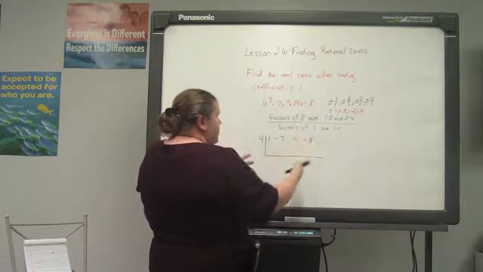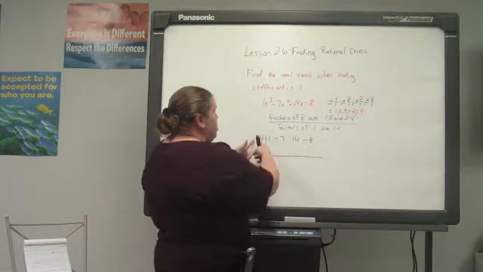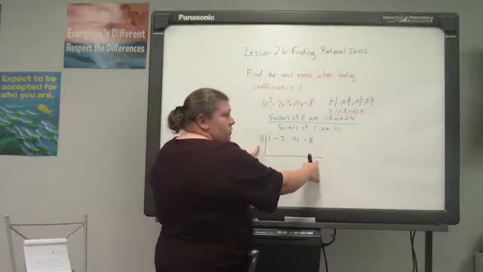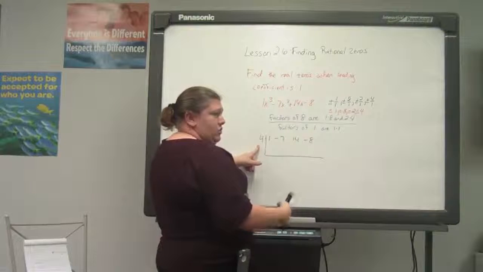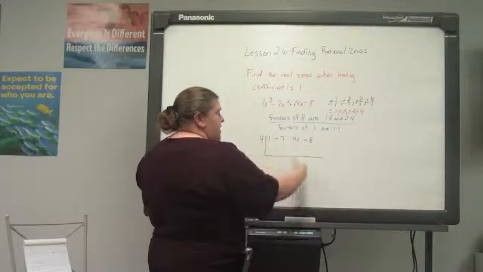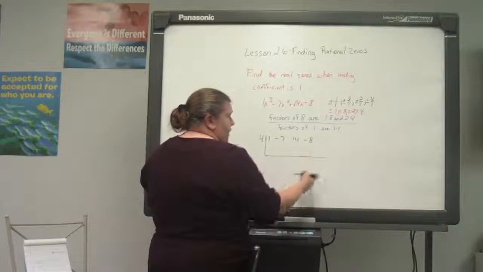Unfortunately, with this, you will have an instance where you might choose the wrong number. And so if it doesn't equal 0, then you'll choose another possible rational zero and solve again. But we're going to hope that 4 gets us what we want, which is a 0 right here.